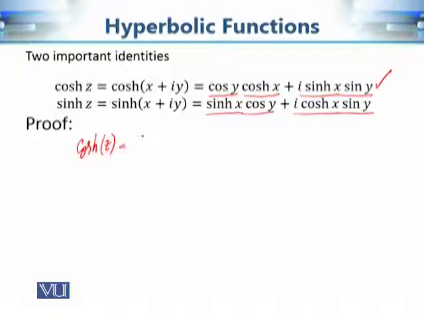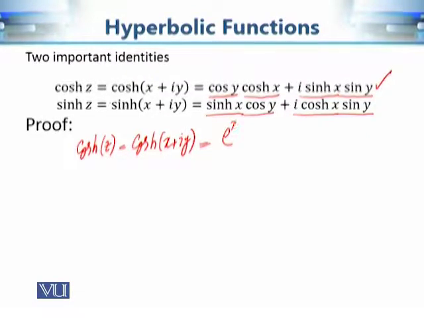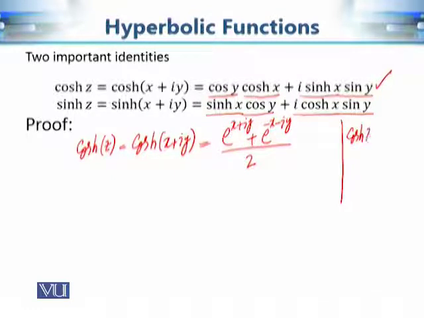Once again, by definition, if z is x plus iota y, let's just replace z with x plus iota y. So this is going to be equal to e raised to power x plus iota y plus e raised to power minus x minus iota y divided by 2. Once again, we are using the following definition of cosine hyperbolic z: e raised to power z plus e raised to power minus z divided by 2.